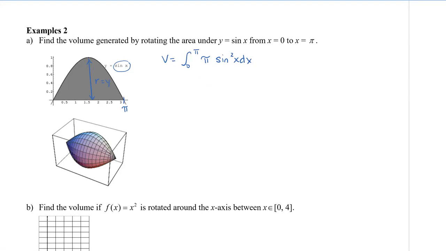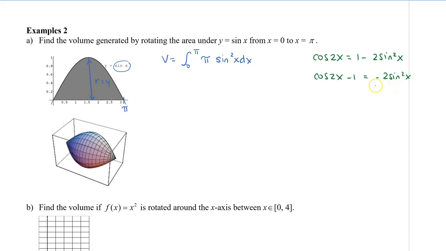Now, this is actually an integral that we haven't encountered before, so I'm going to do a little bit of work to show you here. We're going to use the identity that cos 2x is equal to 1 minus 2 sine squared x. So cos 2x minus 1 equals negative 2 sine squared x.